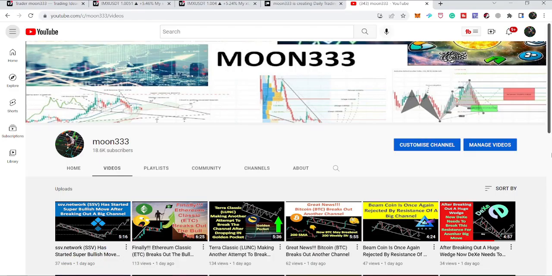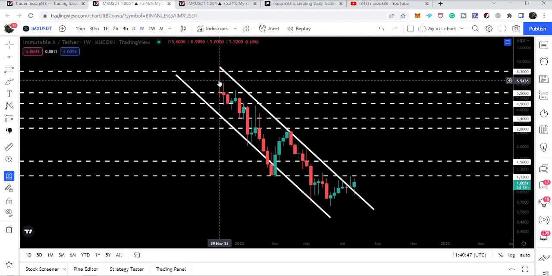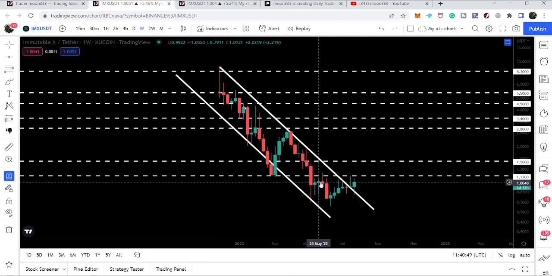Hope you're well and welcome to the new update on Immutable X. After a long time period, Immutable X has broken out of the resistance of a long-term down channel, and in today's analysis we will take a look at the next expected move and target for Immutable X.